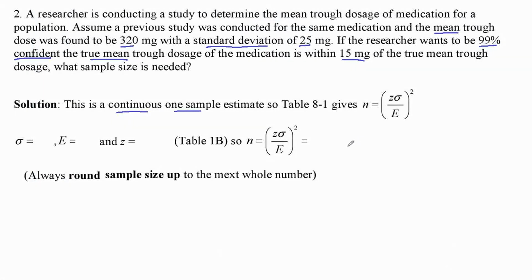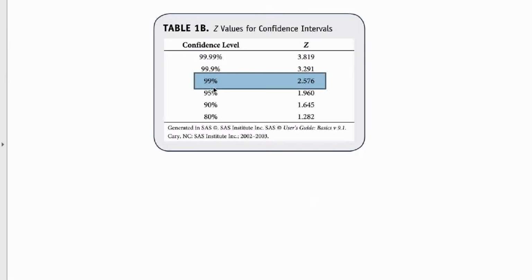So now we need the pieces here. So the standard deviation here, the total standard deviation was 25. E is your margin of error. We want to be within 15 milligrams, so that's telling us that's a margin of error. And then we are doing 99% confidence, so we need the z value to go with 99% confidence. That's table 1b. Let's go there. And so this is table 1b. Confidence level is 99% here, 2.576.